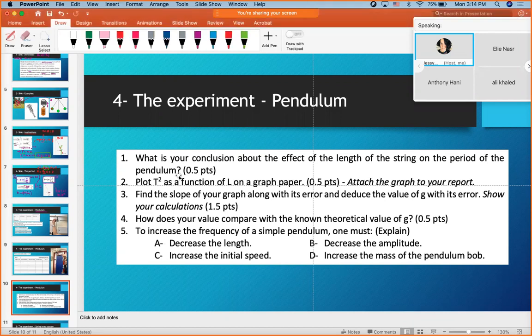All right, so I was here, can you hear me? They discussed what happens to the change in length. You will simply look at the table and you will see whether changing the length will affect your period or not. Then you plot T-squared versus L, attach the graph to your report, like you know how to do.